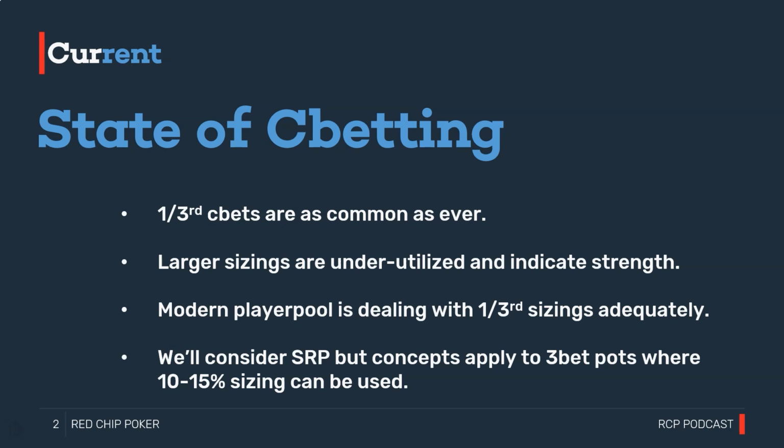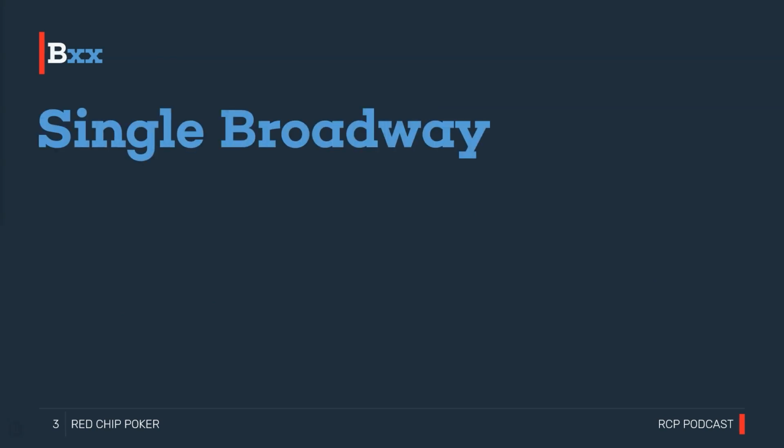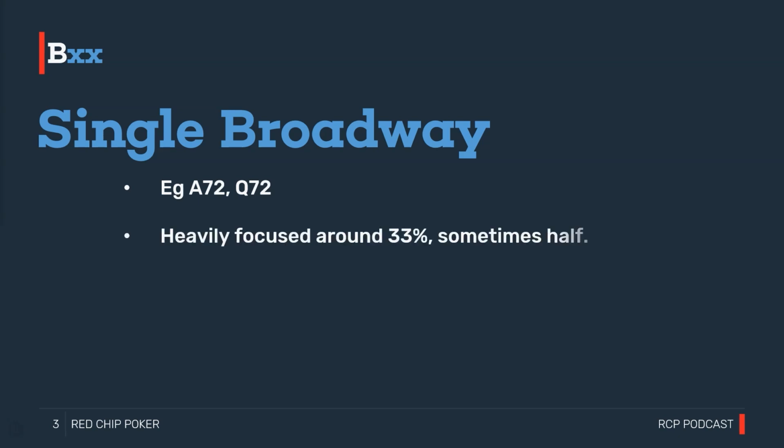Part of the objective here today is to differentiate between the key different types of flop textures. We'll be breaking them down into broad groups, and we're going to start with what we can refer to as a single Broadway texture. An example would be Ace 7-2 rainbow, or perhaps Queen 7-2 two-tone.